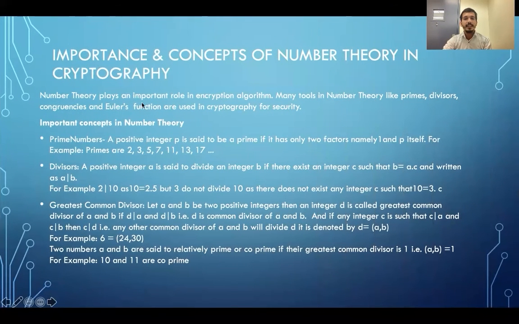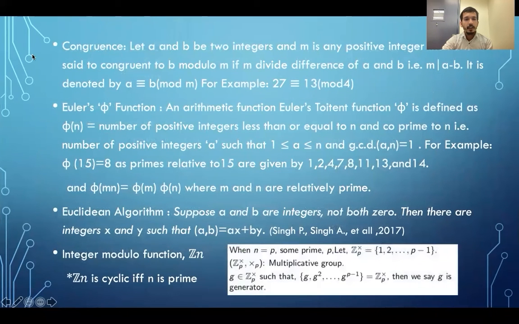We have the importance and concepts of number theory in cryptography. Number theory plays an important role in encryption algorithms, where important concepts are prime numbers, divisors, greatest common divisors, congruency, Euler phi function, and the Euclidean algorithm, which is very important. For this, we suppose a and b are integers, and they are not both zero. Then there exist integers x and y such that GCD of a and b can be written as a combination of x and y, which is a linear combination.